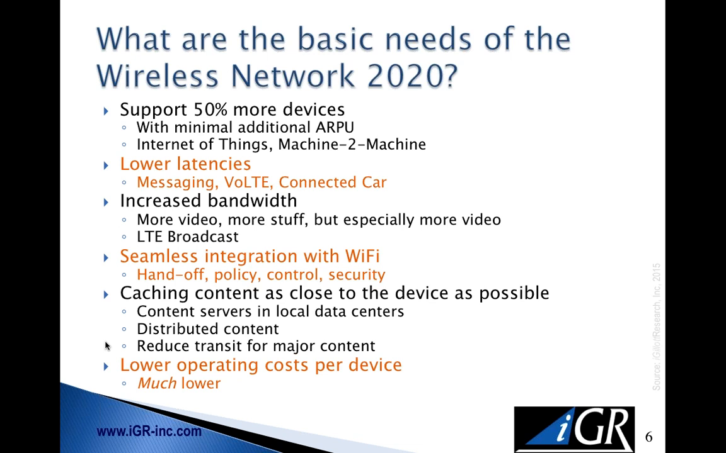So what do we need for our next generation of network? Now we've got this basic architecture here we're deploying. Well, firstly, we're going to support about 50% more devices. Everybody in the developed market has got a smartphone. Many people have got tablets. A lot of people are getting connected cars. We'll have more of those.